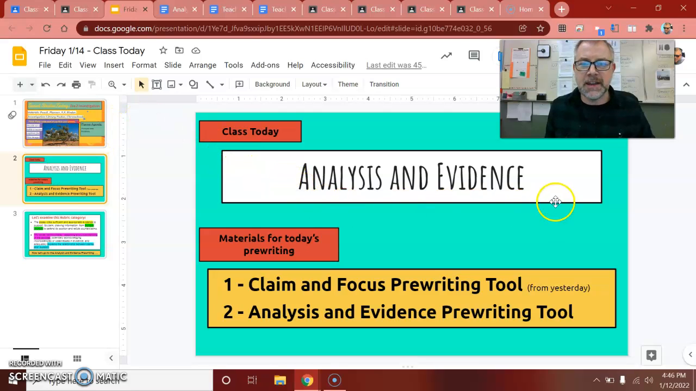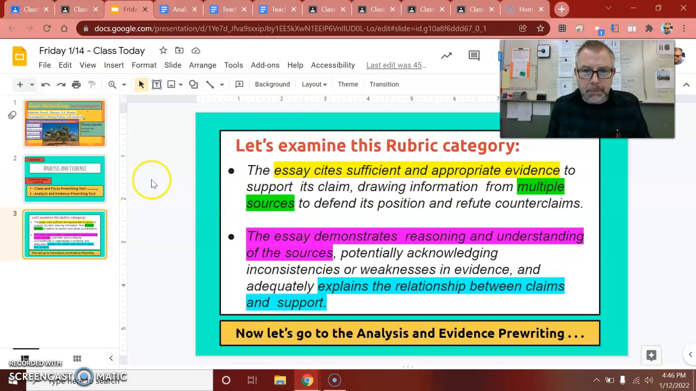But the second slide is analysis and evidence. And this says the materials we need are our claim and focus pre-writing tool. So we're going to want to open that in our Google Classroom, and the analysis and evidence pre-writing tool, open that. That's posted in our Google Classroom as well. But let's look first at the rubric, okay?